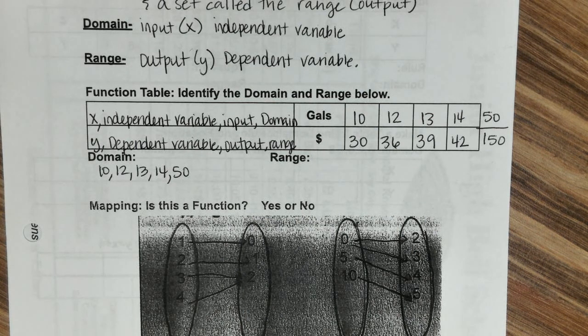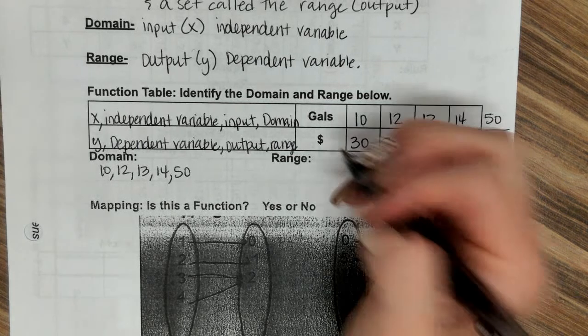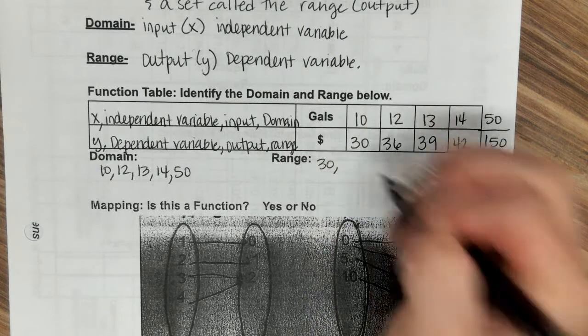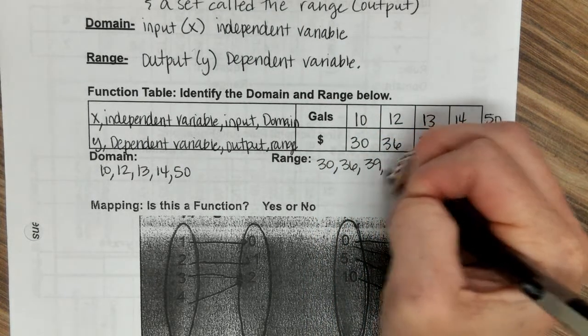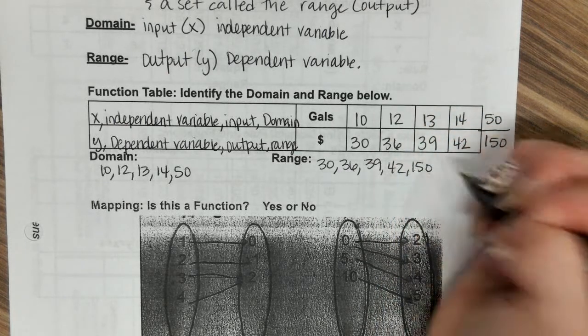If you're asked to list the range, you're listing what they give you. So my range would be 30, 36, 39, 42, and 150.